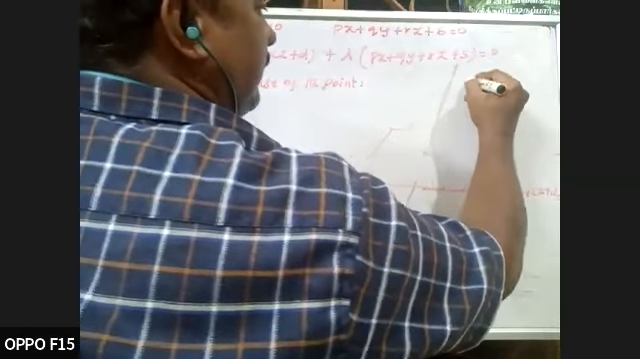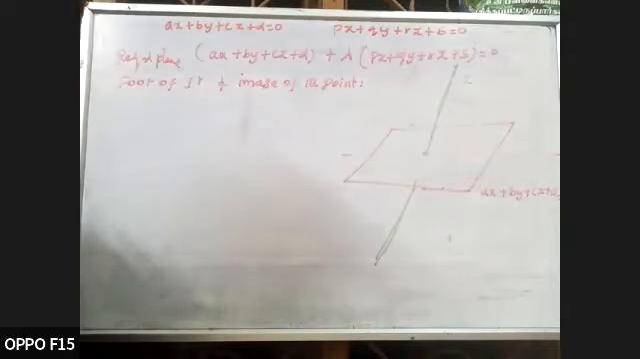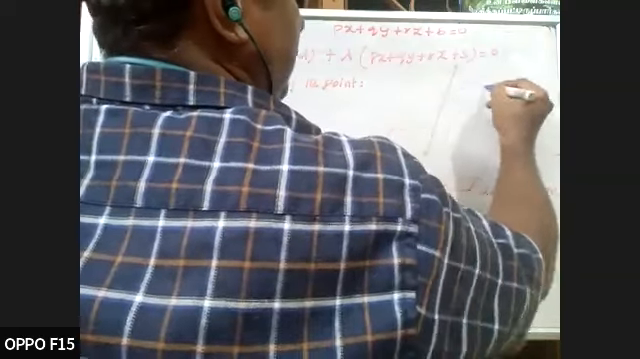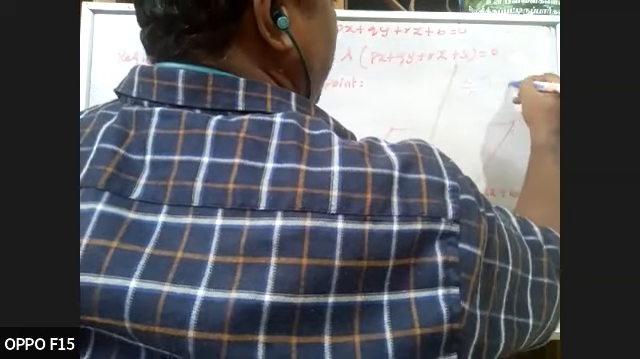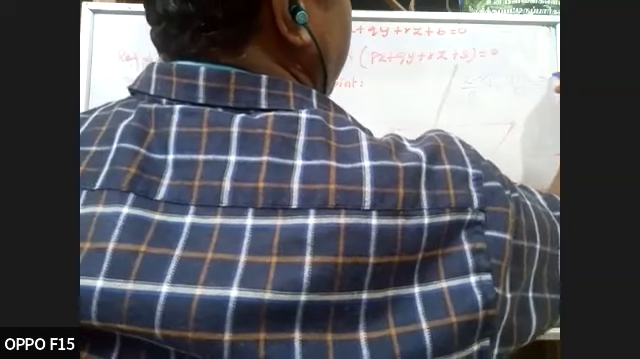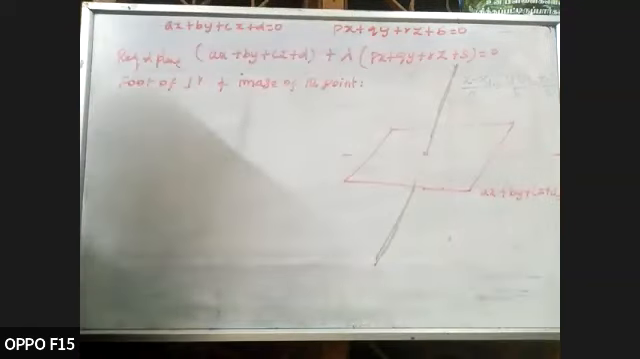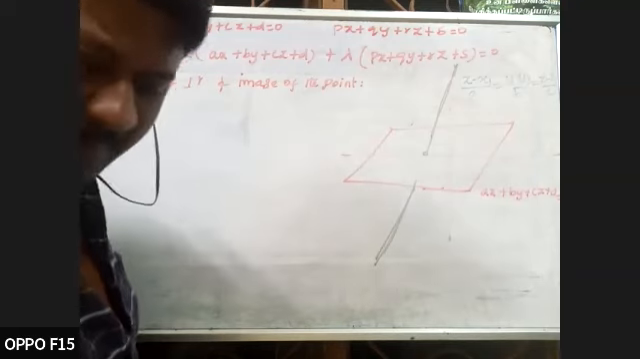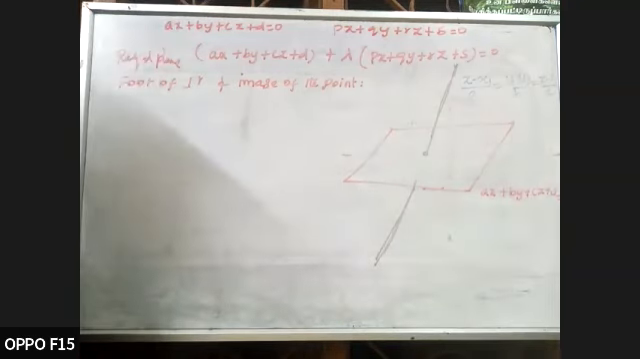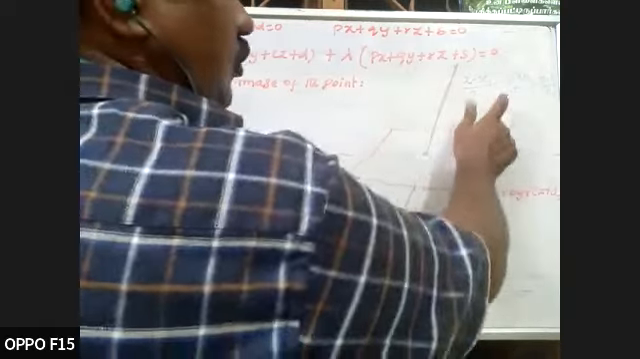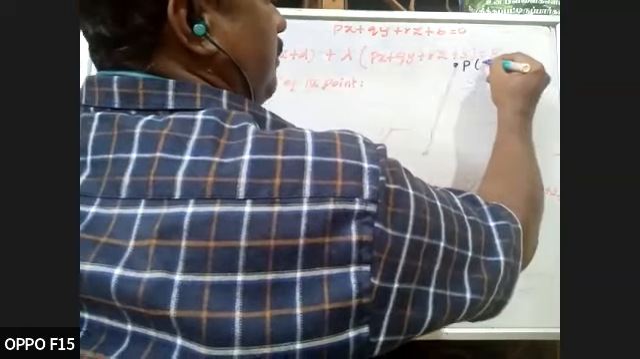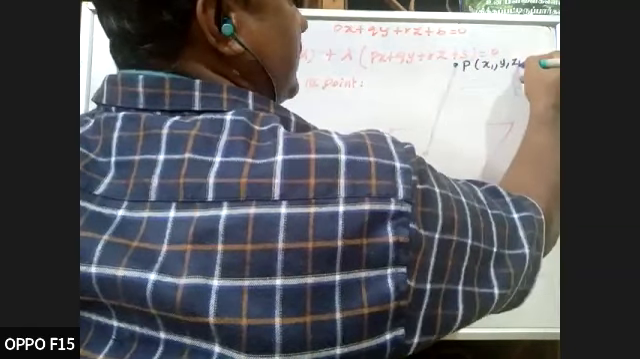How can we take this line? We can write this as (x minus x1) by a, (y minus y1) by b, (z minus z1) by c. Listen carefully. This is a plane, and this is called a line. Now I'm just taking a point P of x1, y1, z1.